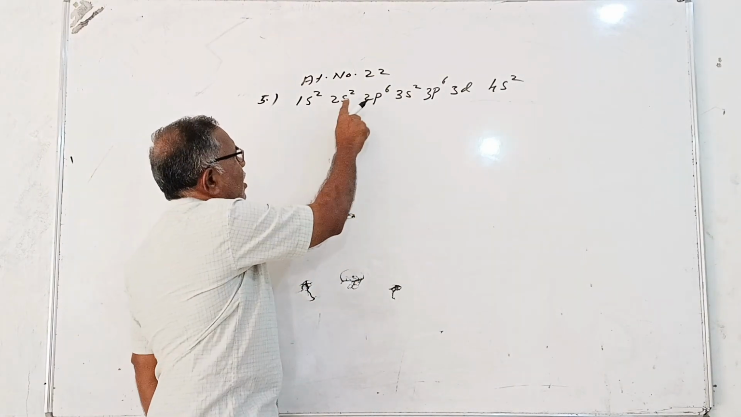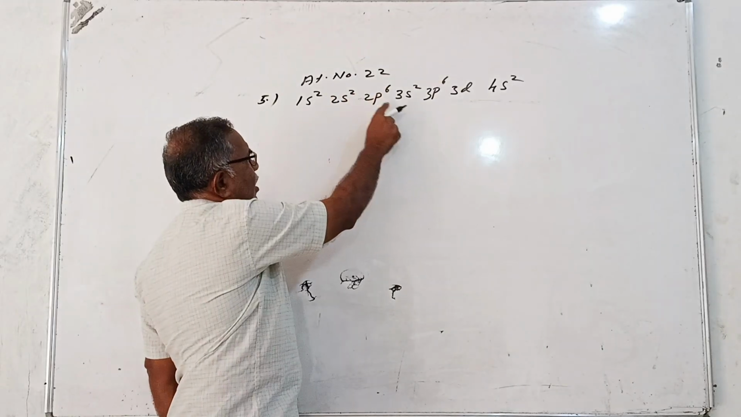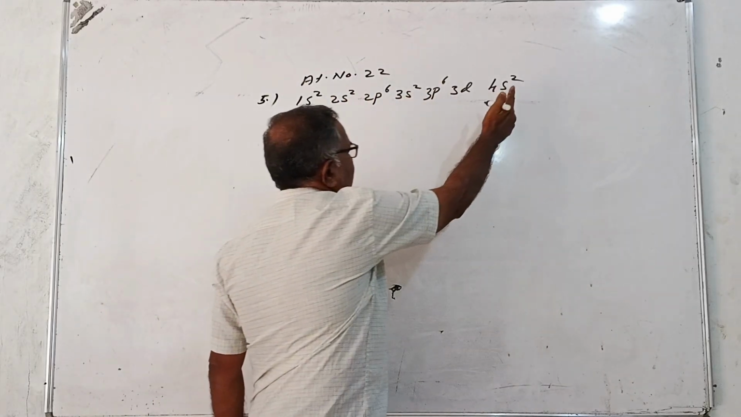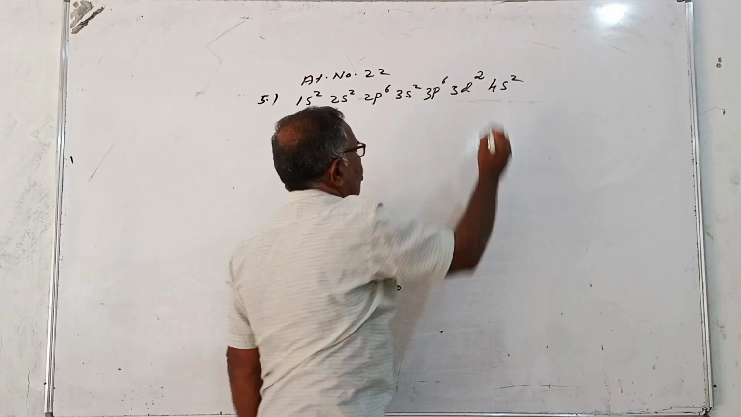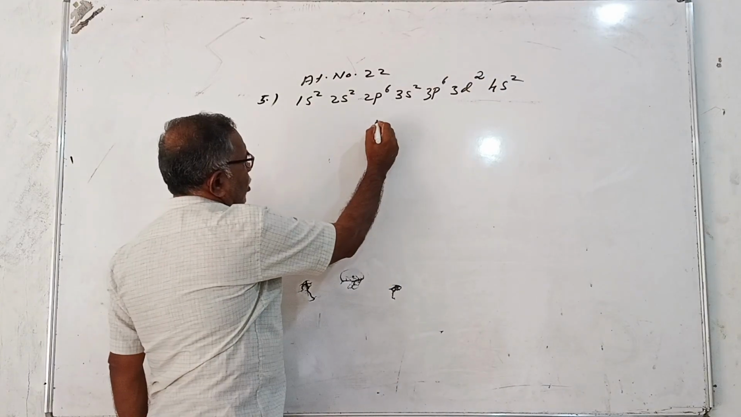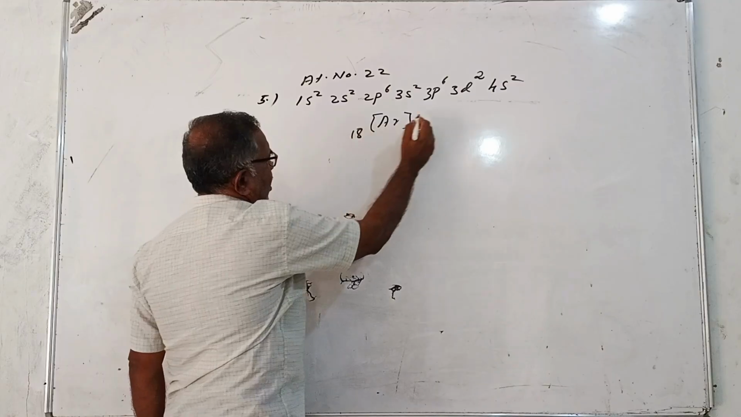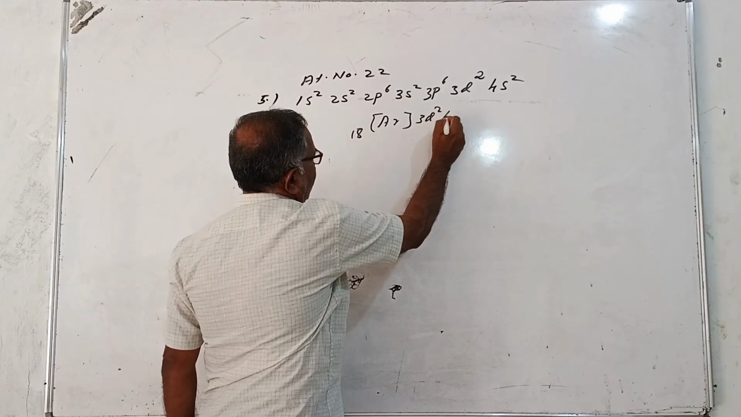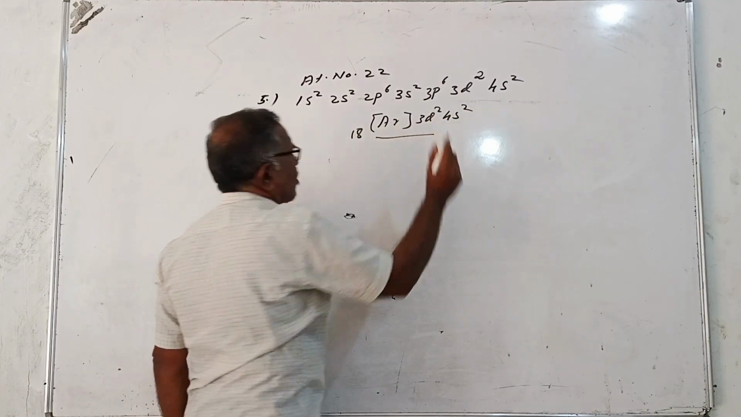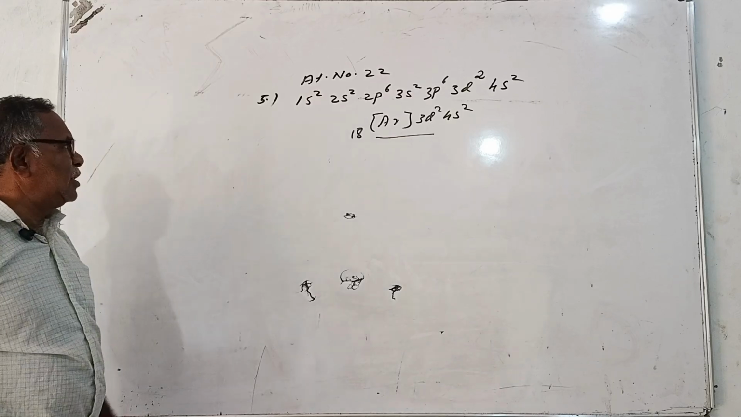Look here: 4, 10, 12, 18, 20. The remaining electrons are 22. Otherwise, we can write it in this form also: Argon 18, 3d2, 4s2. This is the shorter method of writing the electron configuration.